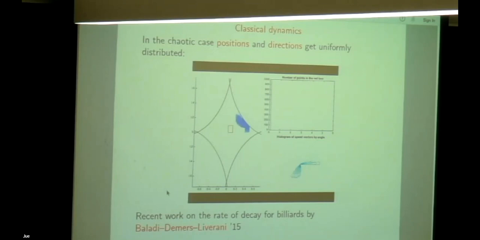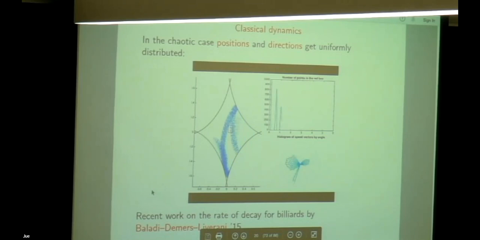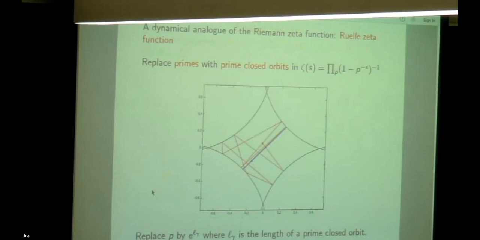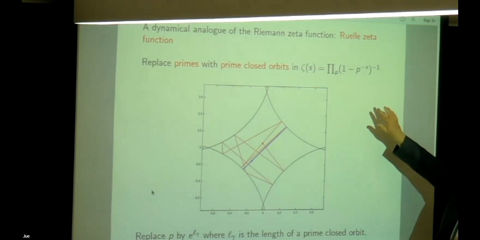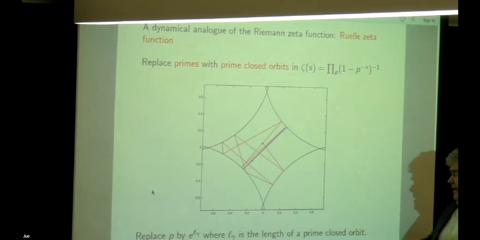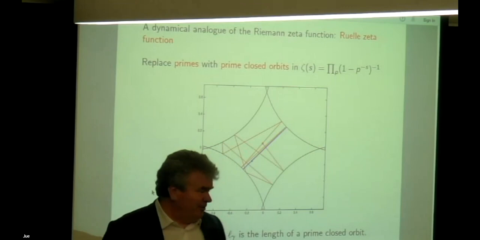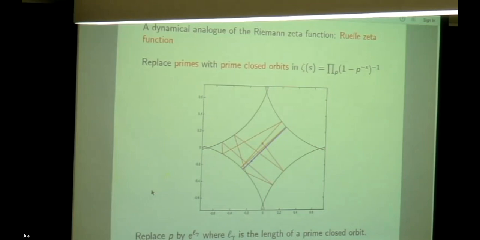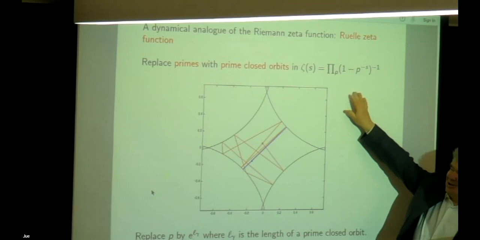So recently there has been work by Baladi, Demers, and Liverani on the billiards. So this is maybe what I wanted to say about Ruelle resonances: they are objects of interest to mathematicians, because they allow one, for instance, to count the number of periodic orbits, through the Ruelle zeta function. It's an analog of the Riemann zeta function. What you do is you replace prime numbers by the exponential of the length of prime closed orbits, or closed periodic orbits, and you get information about, for instance, how fast you decay to this equilibrium, to this equidistribution, from information that can be obtained from the zeta function, even though it is only based on periodic orbits.